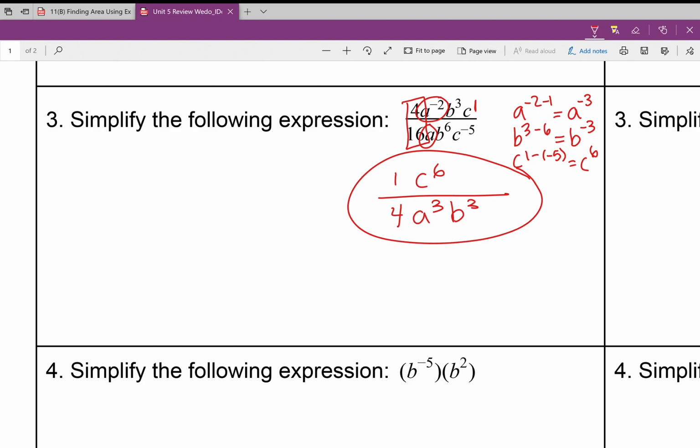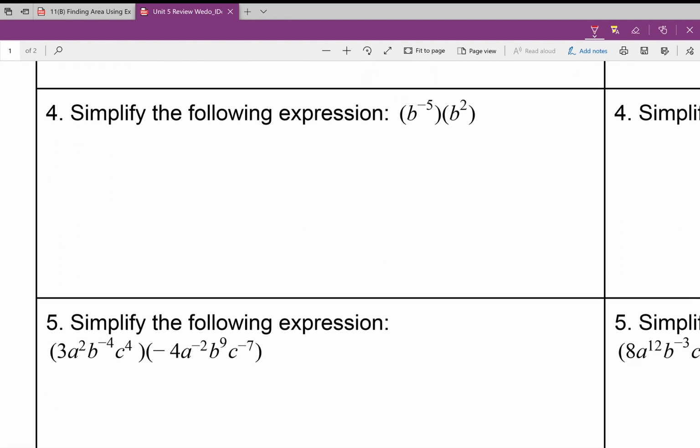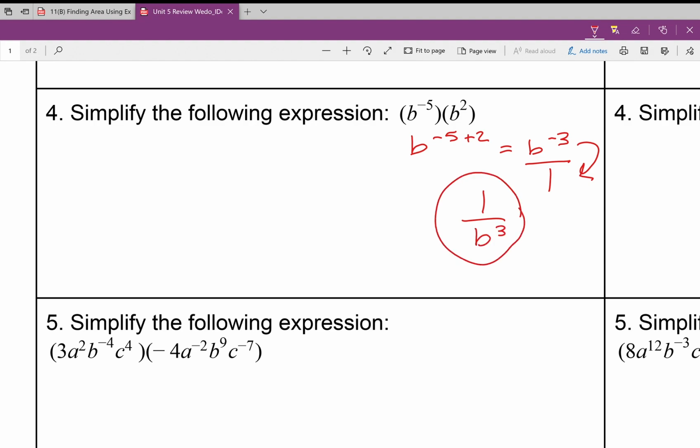Okay, let's look at number 4. Number 4 says simplify the following expression. So these ones are being multiplied. And remember, when we're multiplying, we add the exponents. So this becomes b to the negative 5 plus 2, which equals b to the negative 3. Since we have a negative exponent, we have to turn it into a fraction and move it to the bottom. So this becomes 1 over b to the 3 since it turns positive.